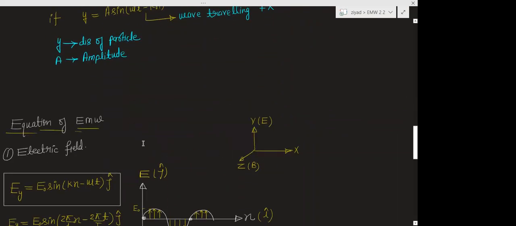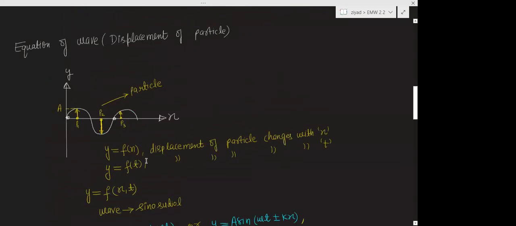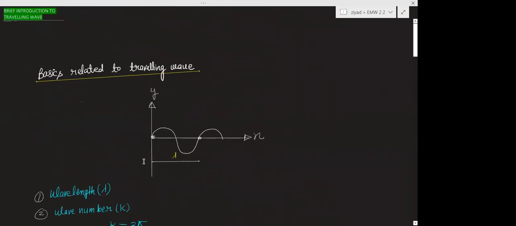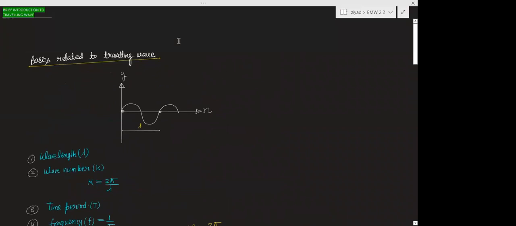So these are the basics related to the wave. Take the screenshot. So now we will write the equation of the electromagnetic wave.